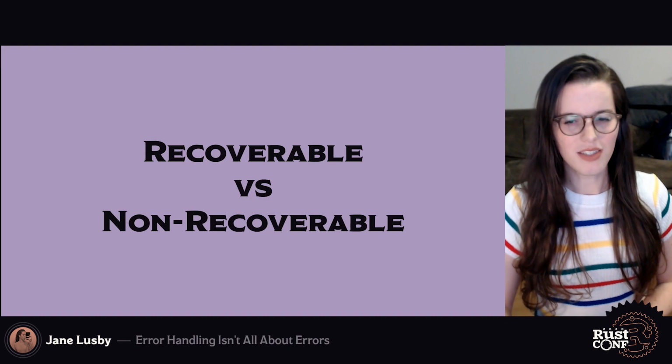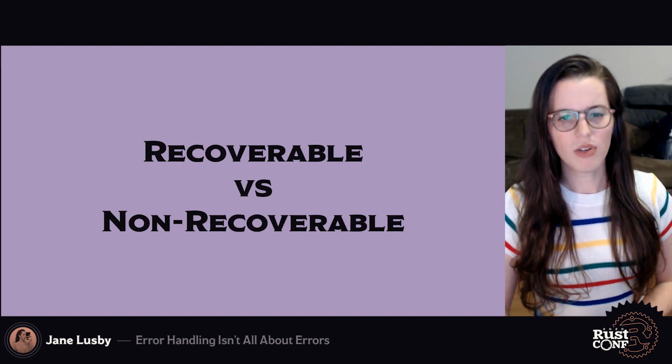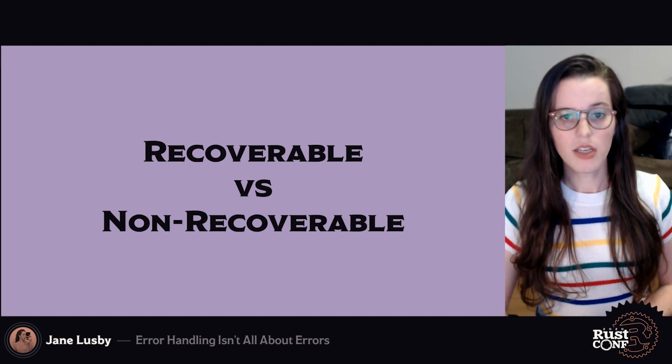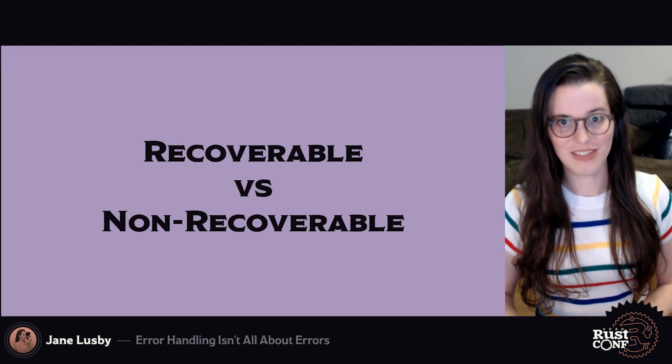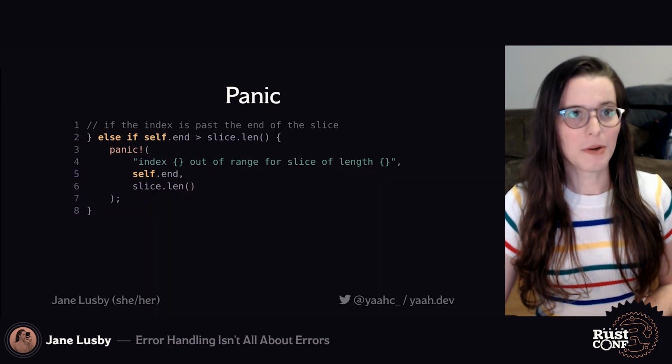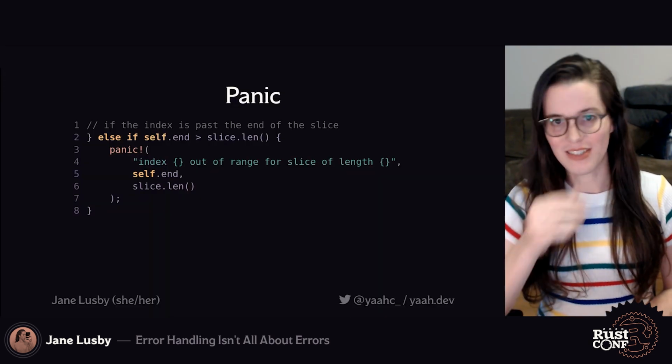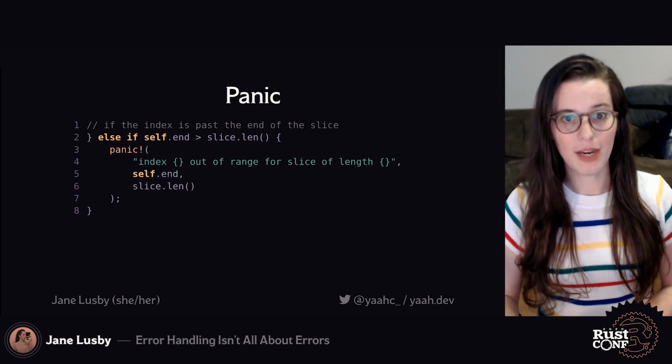But Rust doesn't have exceptions. Instead, Rust has panic for non-recoverable errors and Result for recoverable errors. So, panic. Non-recoverable errors in Rust are created via the panic macro.